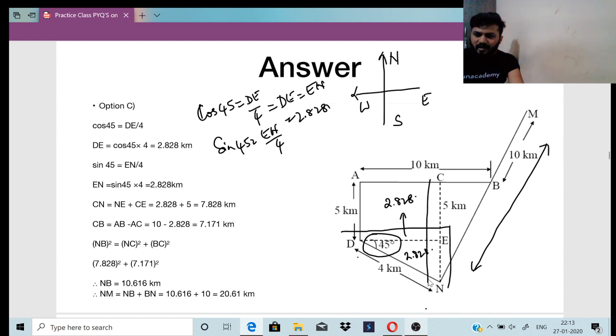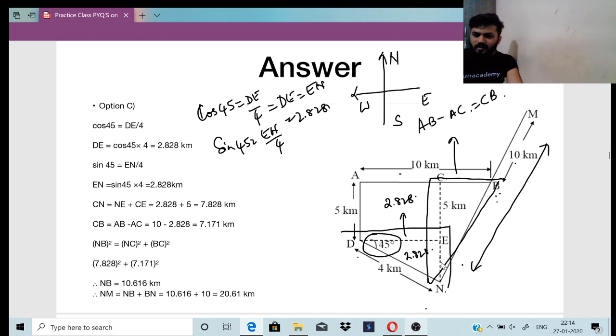Now what do I need? See this triangle here, CBN. I want the triangle CBN, because I need the value of BN. NB plus BN will give me the whole MN value. So I'm taking the triangle CBN. I want CB, so how can I write CB? It is AB minus AC, right? AB minus AC will give me CB.